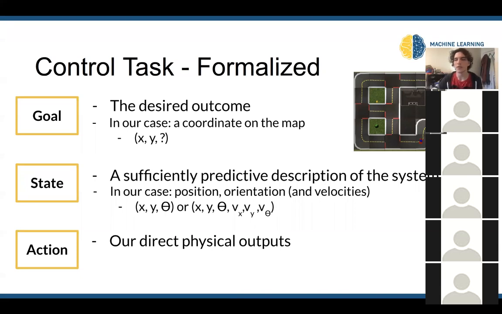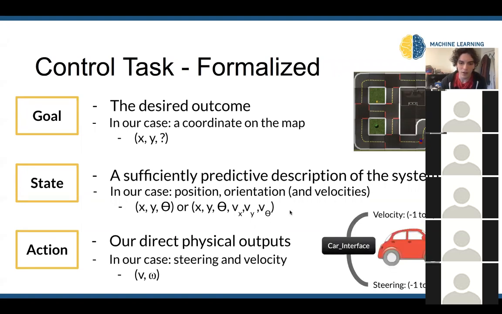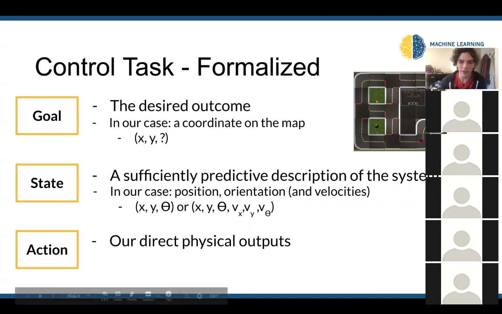In our case, if you'll remember back to the first weeks of lecture, what do we output? What is the output of our whole system? What do we give the car? Oh, I keep clicking it and then showing it. Well, yeah, might as well just show it.